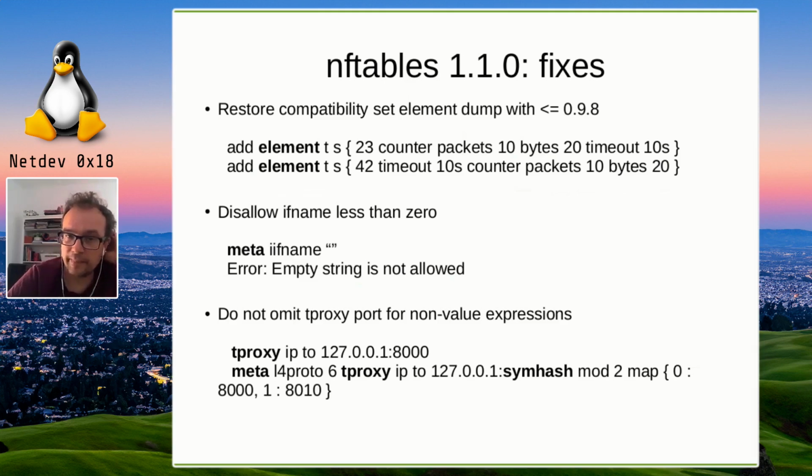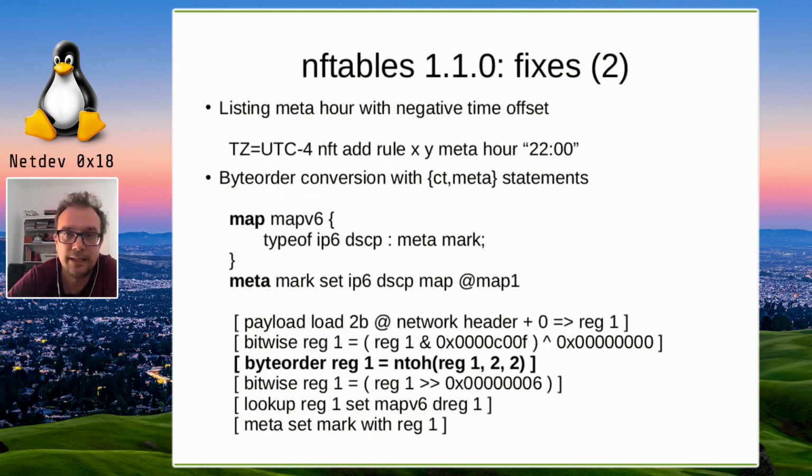It's basically we are matching on all TCP traffic, then the rule is going to redirect traffic to the loopback, to the localhost device, and it's going to select the port based on the value of the symhash modulus 2. So it's going to distribute traffic between port 8000 and 8010 for local traffic.